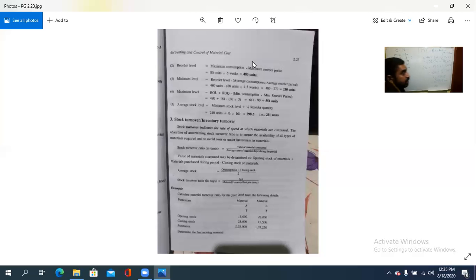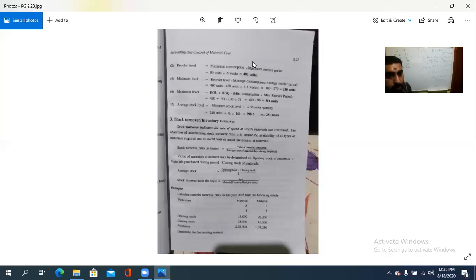Maximum level is reorder level plus reorder quantity minus minimum consumption or minimum usage into minimum reorder period. Okay, then next is what? Reorder level: maximum consumption into maximum reorder period. Then average stock level, either we can take the minimum level plus maximum level by 2, or minimum level plus half of reorder quantity. So I will give you more problems as an assignment today itself for the same.